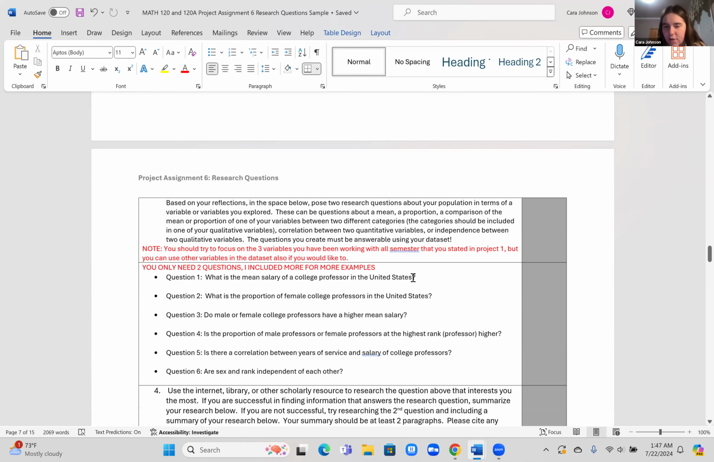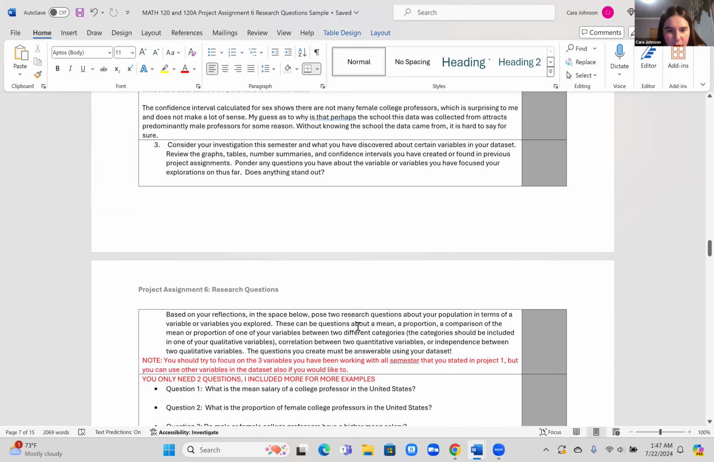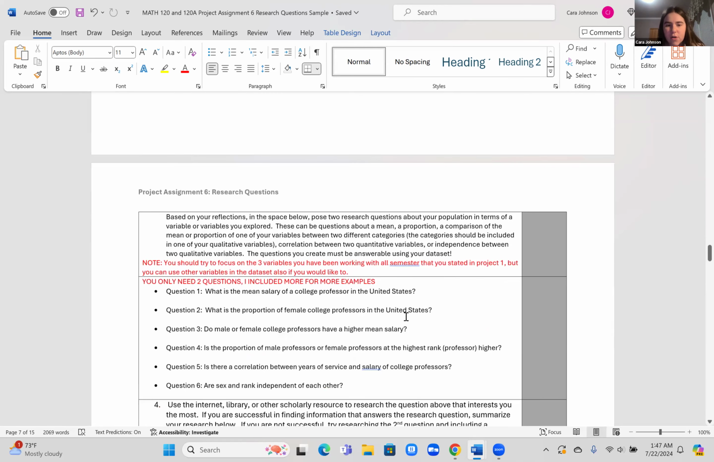Remember, I was focusing on salary all semester. So what's the mean salary of a college professor in the United States? That's the question that I would want to ask. And I also was focusing on the proportion of females in particular, especially with my confidence interval. So for the proportion type of question here, what's the proportion of female college professors in the United States?